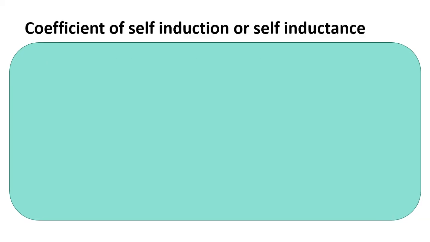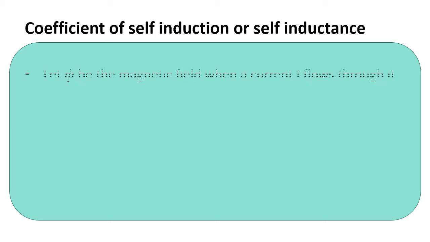Next, mathematically we can represent the magnitude, meaning how much quantity of opposition. In physics, any concept we try to measure as a physical quantity. So the physical quantity, the coefficient of self-induction, means a coil with a number of turns will have a certain amount of opposing quantity. We measure that as the coefficient of self-induction. So let us introduce it. Let phi be the magnetic flux when the current I flows through it.